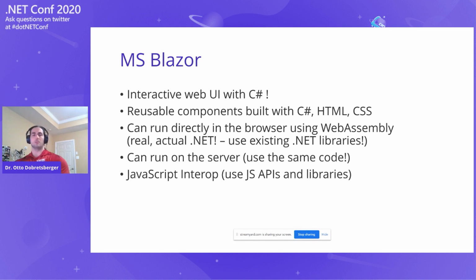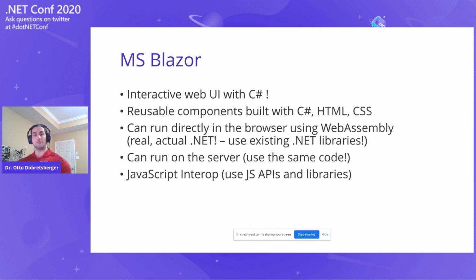So most of you should already know what Microsoft Blazor is. Some of you might be new to it and just getting started with the release of .NET 5. But in essence, we now have an interactive web UI where all we need to program is C#. We can create reusable components, just like some of us are used to doing already with other frameworks. We can now do that using just C#, HTML, and CSS, and we're no longer dependent on JavaScript, for instance. We can run directly in the browser using WebAssembly, and that is actual real .NET that we run there. And we can use our existing .NET libraries for our projects to do that.